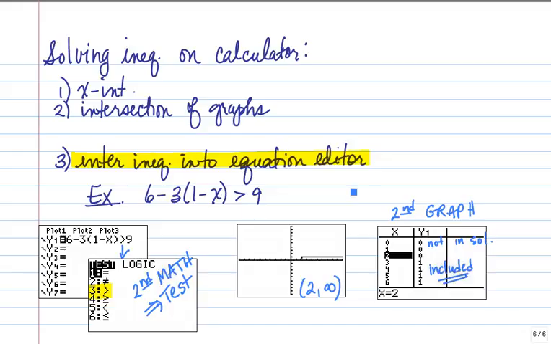Now, if you did this by hand, you could actually find that out, right? If you did 6 minus 3 plus 3x is greater than 9, you get 3 plus 3x is greater than 9, so 3x is greater than 6, so x is greater than 2, which confirms the graph that we've seen here. So this really may help you more with deciding which side of the reference number you need to shade and so on.